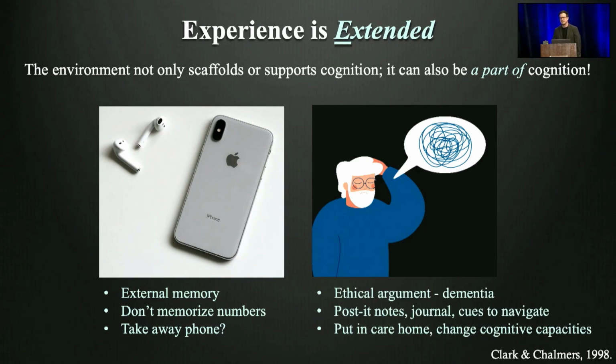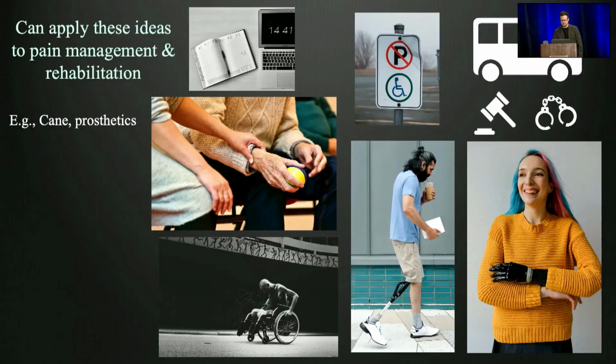But folks in the enactive literature say we can take that even further and make ethical arguments regarding this theory. So consider the person with dementia. Often these folks will use Post-it notes, journals, different cues in their environment so they can navigate daily life. And there's some evidence that if you take that person, put them in a care home, take away those cues, you could radically change their cognitive capacities. You could change their sense of self, who they are. This is a lot of speculative stuff, but I think we could apply these ideas to pain management and rehabilitation quite broadly. So consider the use of canes, prosthetics. They can become a part of a person. So we have to be careful with how we touch, how we navigate those non-biological items. And I think many of you folks working in the rehab area already know this.